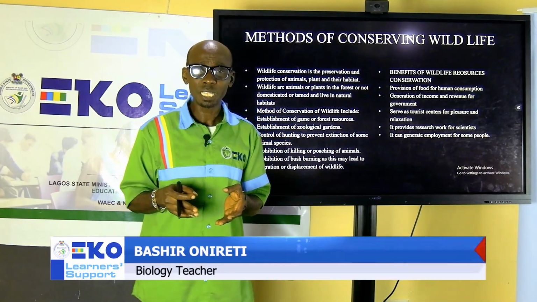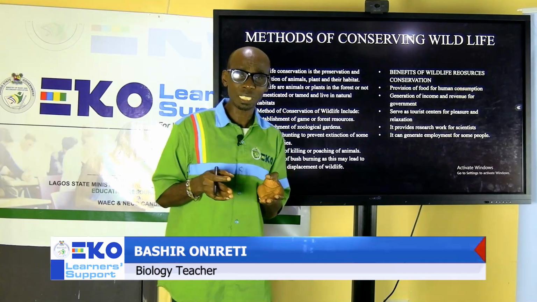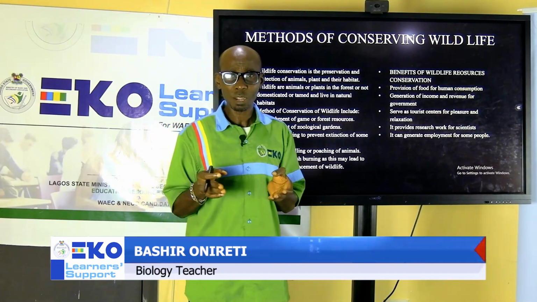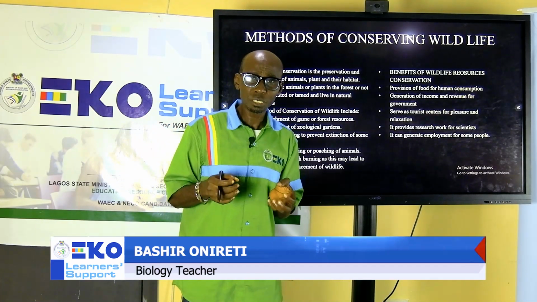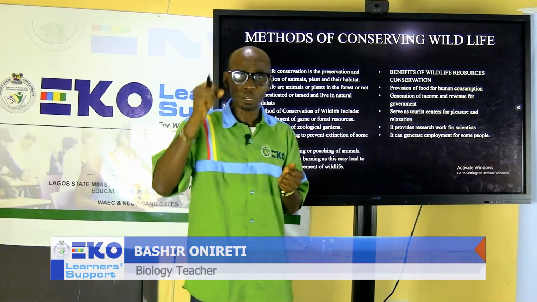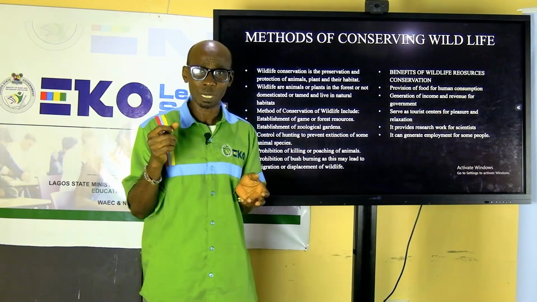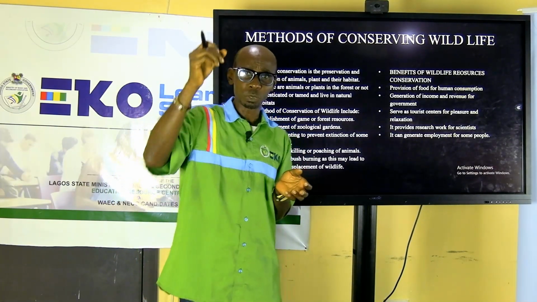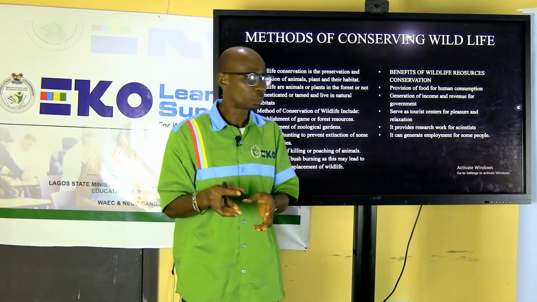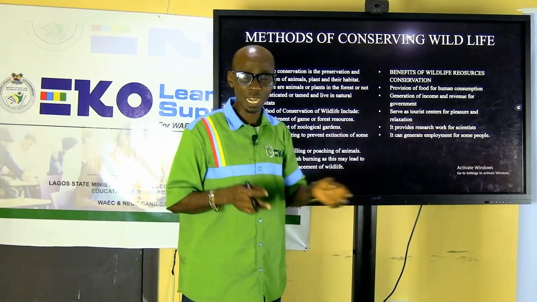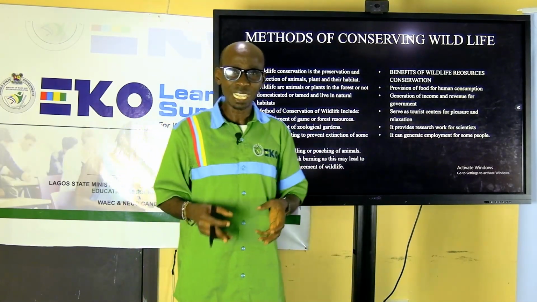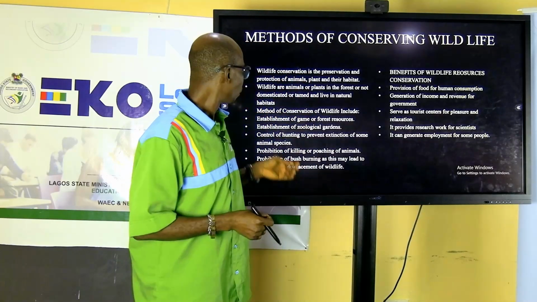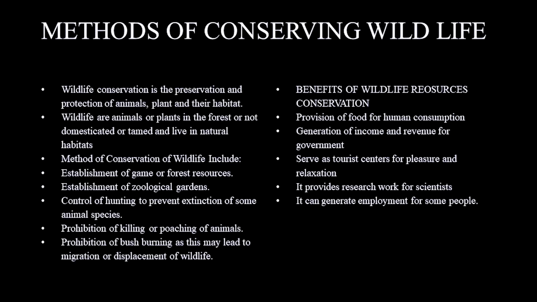If you walk along the express road, most especially in Lagos or other states in Nigeria, you see some people hawking animals along the road, different kinds of animals. They call them bushmeat. Those animals we call bushmeat are wildlife because we only get them from the wild. So, methods of conserving this wildlife: number one, establishment of game reserves.